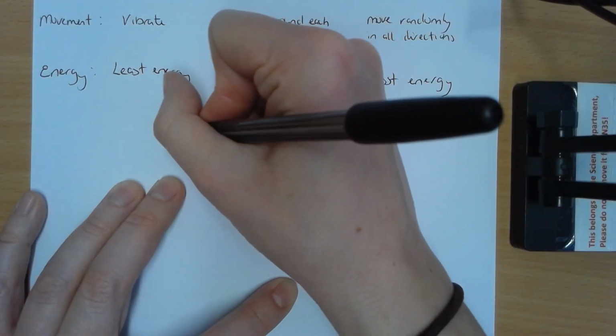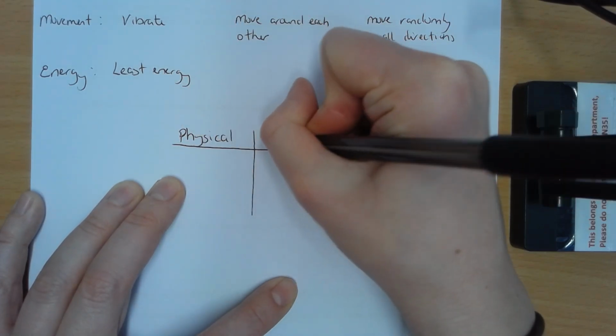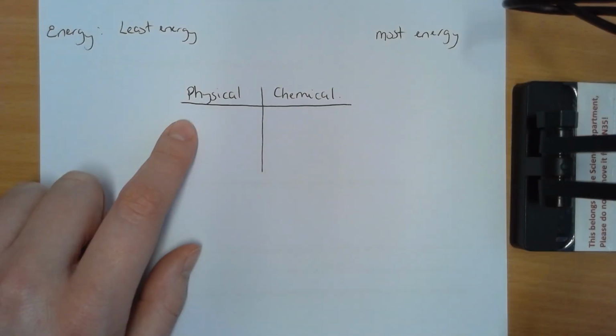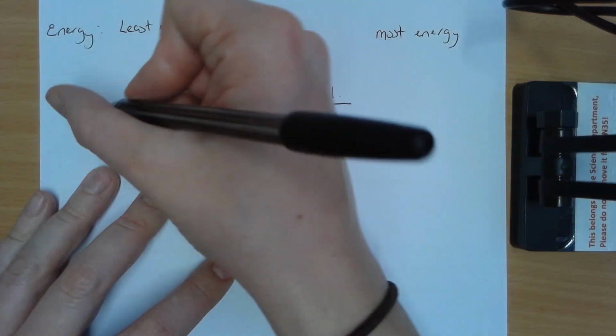I'm just going to do this here in a little table. All right, I've got physical change and I have got chemical change. Now, if it's a physical change, no new substance is formed. Okay, so I'm going to give you an example.